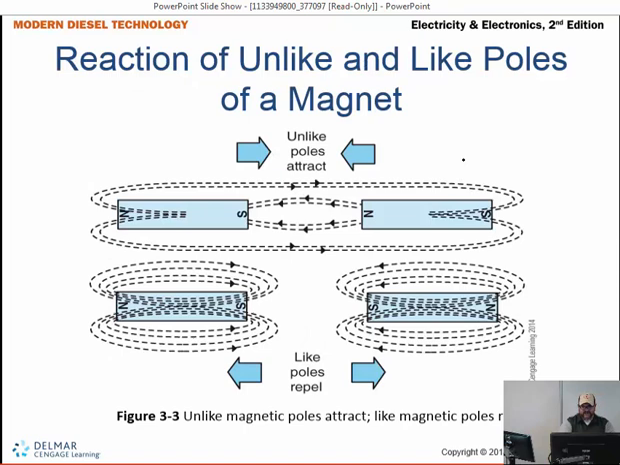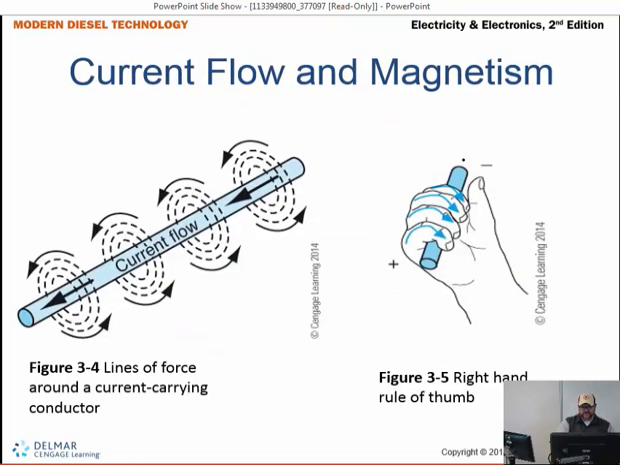All right, so here's another kind of demonstration of that, the repelling. So these two are attracted to each other because they're opposites. These repel one another because they're similar or like. So we want to have that understanding, because we use this all the time in automotive with solenoids and different type of mechanisms.